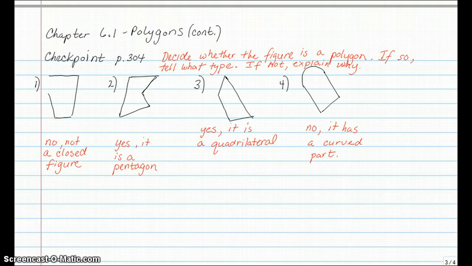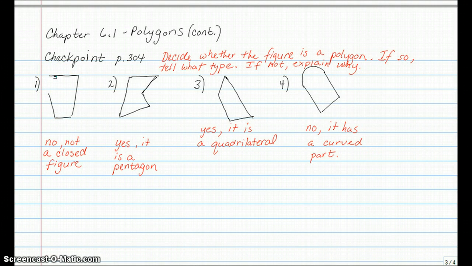Okay, this is the checkpoint on page 304. We're deciding whether the figure is a polygon. If so, we're going to tell what type. If not, we're going to explain why. In number 1, it is not a polygon because the figure is not closed. You can see there is a gap here between this segment and this segment.